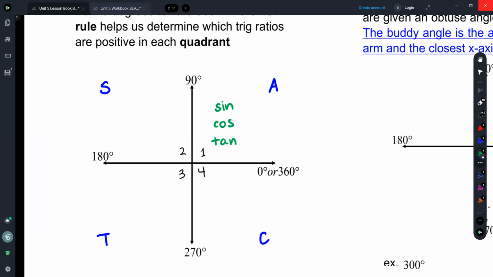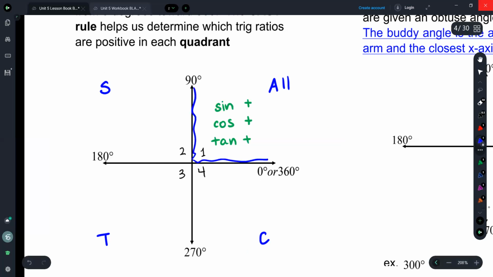Josh, what do you get? For everything? Okay. So we got positive for the sine of 80, positive for the cos of 80, positive for the tan of 80. And that's because this is the all quadrant where all trig ratios are positive. The reason for this is that in this quadrant, I have positive X's and Y's, right? So all trig ratios will be positive in that quadrant because all X's and Y's are positive in that quadrant. Okay, so the all quadrant.